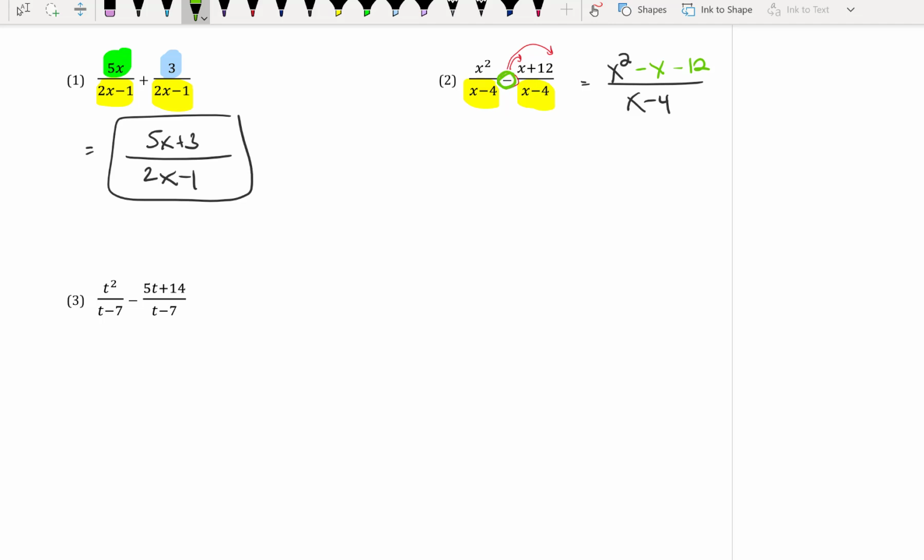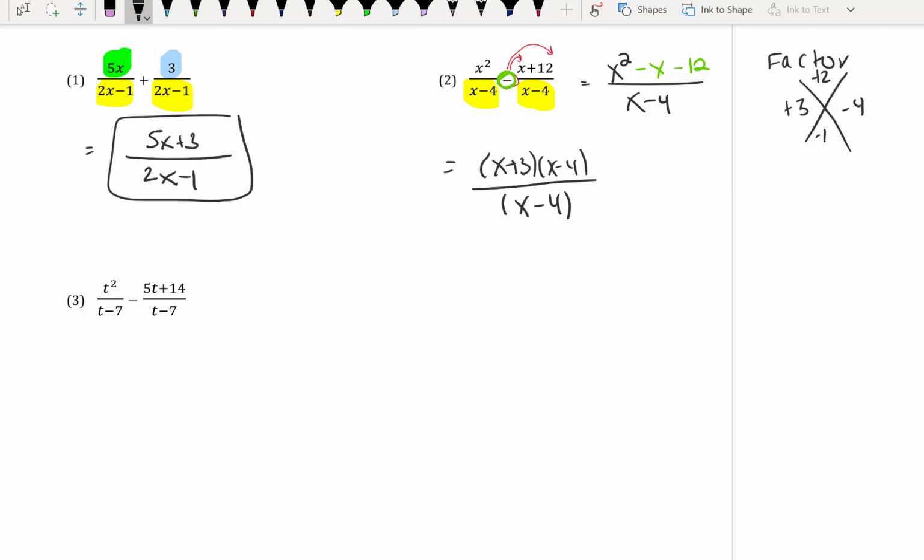So now I can factor. If I'm using the AC method, I would have a positive 3 and a negative 4. So my numerator becomes (x plus 3)(x minus 4), and that denominator is x minus 4. But I know that x minus 4 cancels, so you're left with x plus 3 as your final answer.